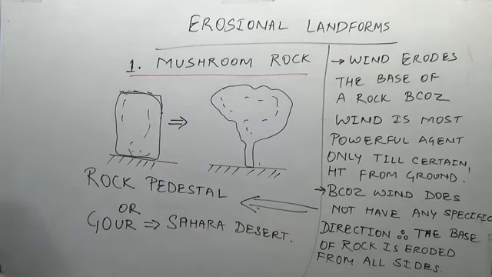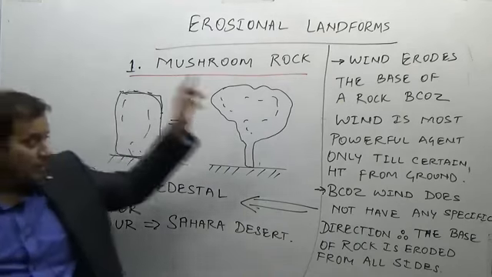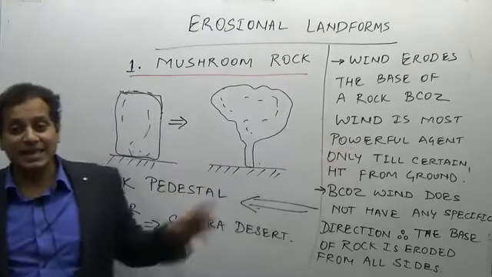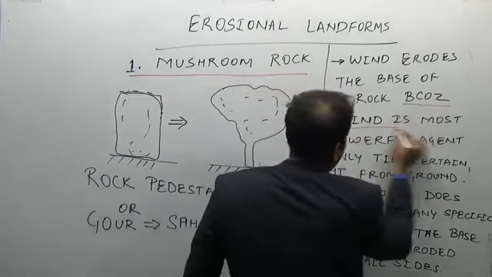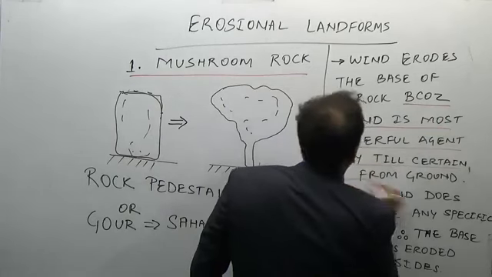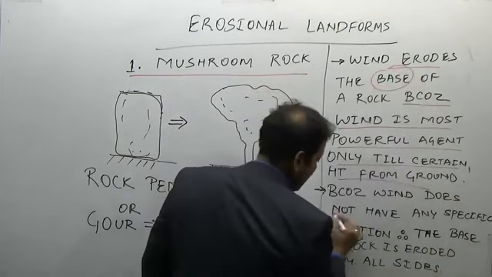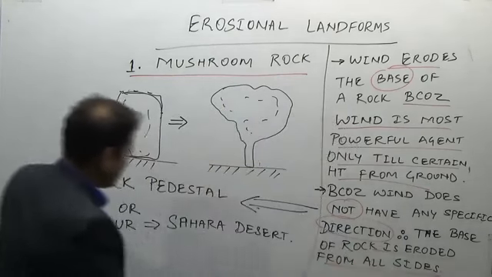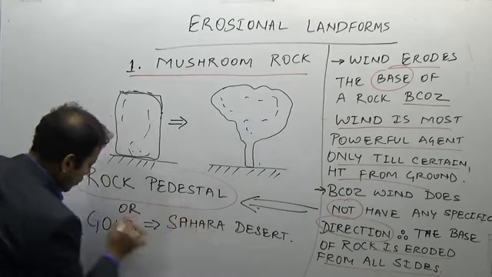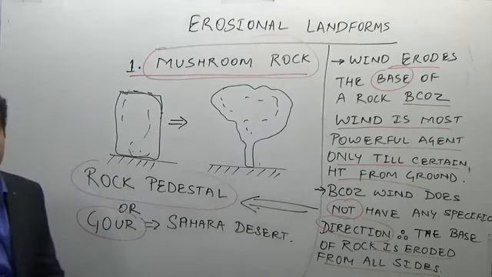Are you getting why this kind of rock has been transformed into such a shape? Because first, only the base will be maximum eroded, and the second is because wind is the most powerful agent only till a certain height from the ground, therefore the wind erodes the base only, and because it does not have any specific direction, it is eroded from all sides. Such kind of rocks are known as mushroom rocks or guar or rock pedestals.